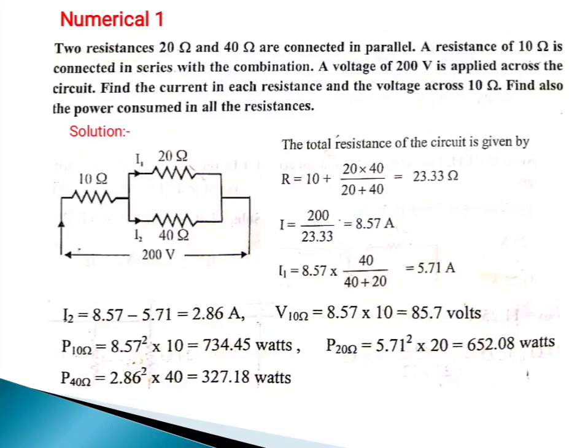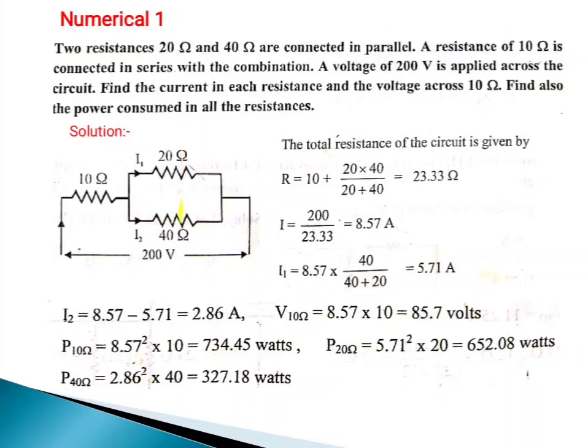Let us say the first thing is you need to find out the current in each resistance, because the current which is flowing in 20 ohm, 40 ohm and 10 ohm. Define I1 as the current flowing through the 20 ohm, I2 as the current flowing through 40 ohm, and I as the main current which is flowing through 10 ohm. First you need to calculate the equivalent resistance.